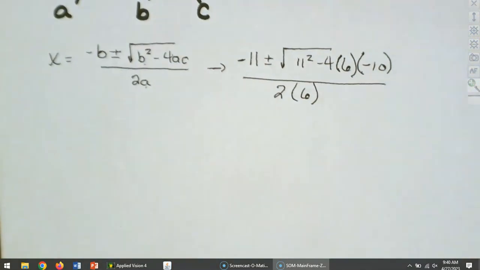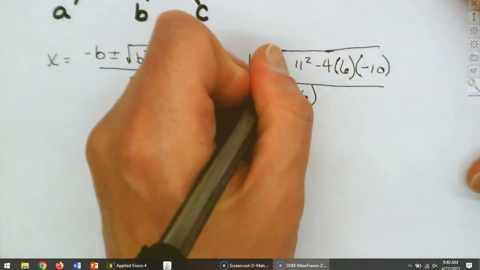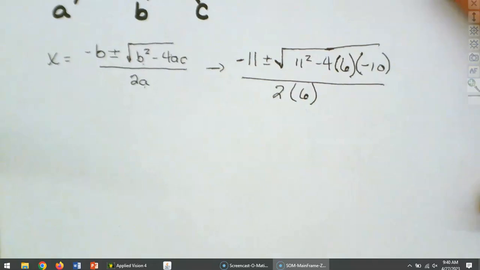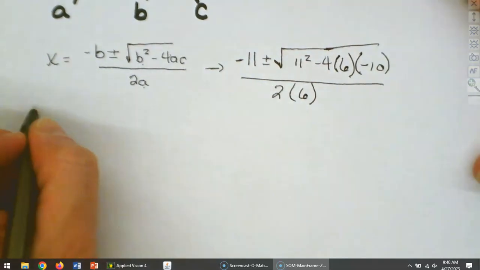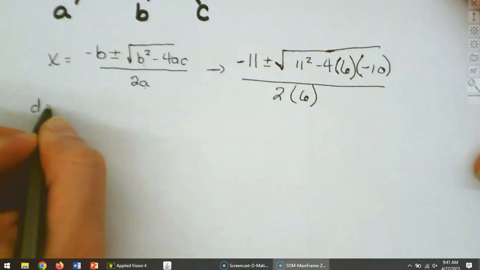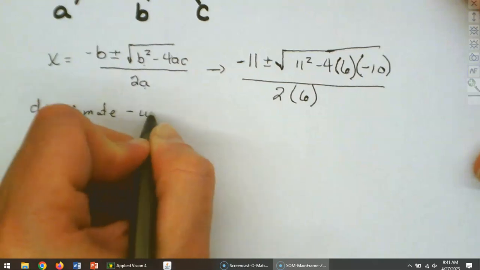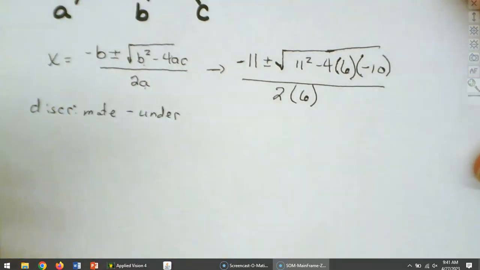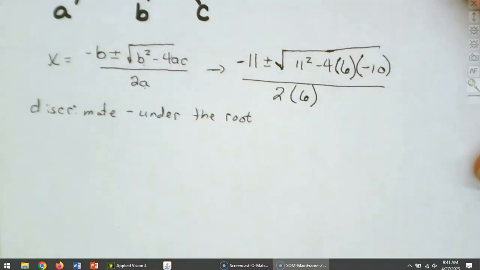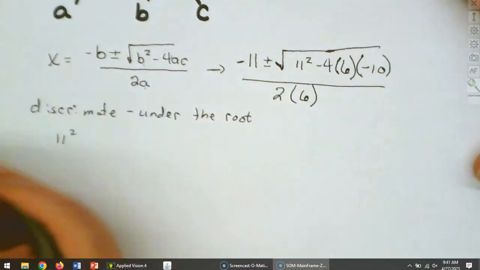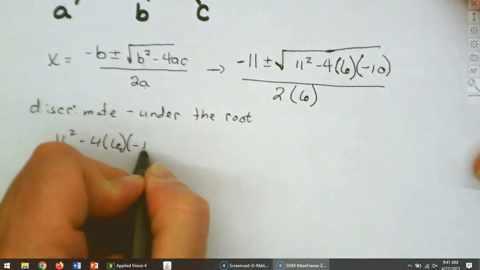Now, what we do when we work this out is we do it in parts. So the first thing that we do is we look at our discriminant. And our discriminant is everything that's underneath that square root. So the discriminant is just what is under the root. And what's underneath our root? Well, it's 11 squared minus 4 times 6 times a negative 10.